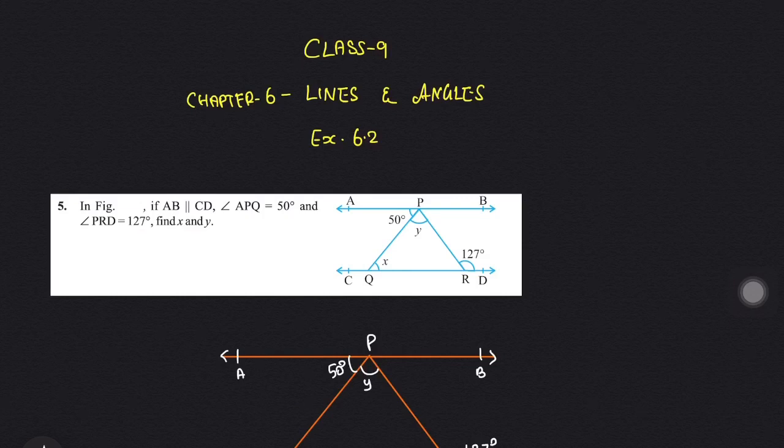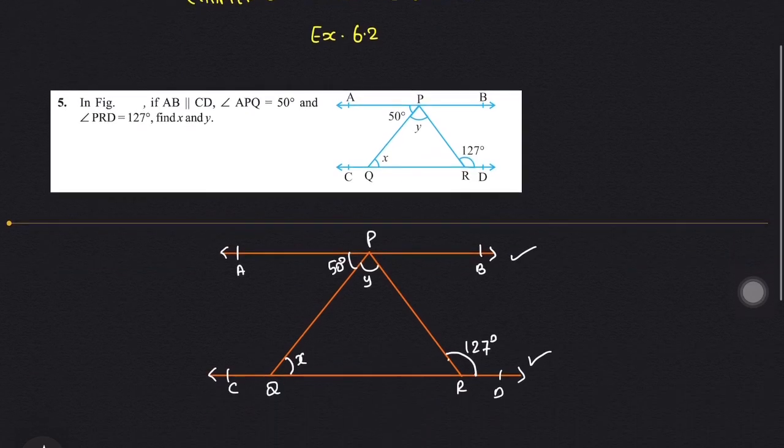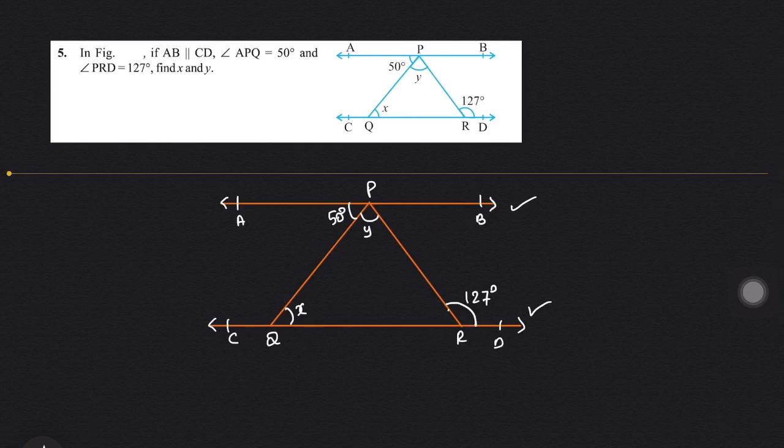Today we are going to discuss chapter 6, lines and angles, exercise 6.2. Question number 5. If AB is parallel to CD, so these two lines are parallel, and angle APQ, this value is equal to 50 degrees, and angle PRD, this value is equal to 127 degrees. So we need to find X and Y.